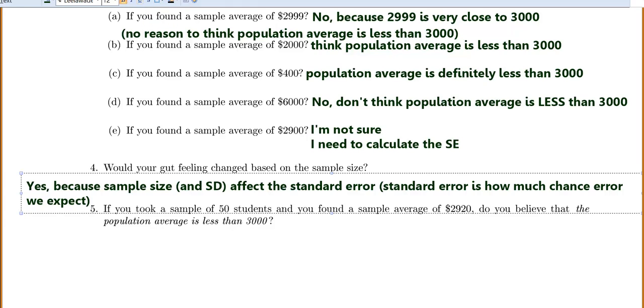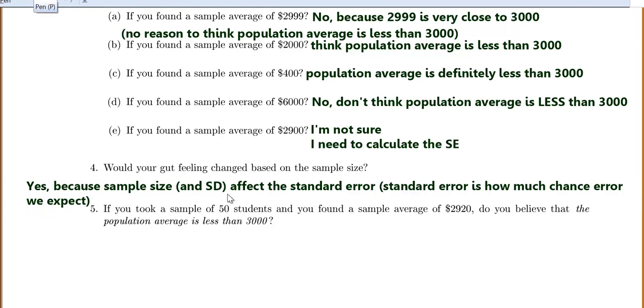So now for number 5, let's make it more specific. Let's say we took a sample of 50 students. We found a sample average of 2,920. Do you believe that the population average is less than 3,000? Oh, and don't forget that we already know our population SD is 195.